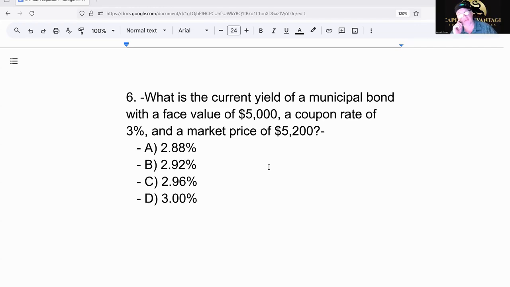So again, if they give you something other than 1,000 face value, you've got to do the extra math. If it's 1,000 or 100, it's easy: you just use the percentage. But once they change the number up, you have to do this.